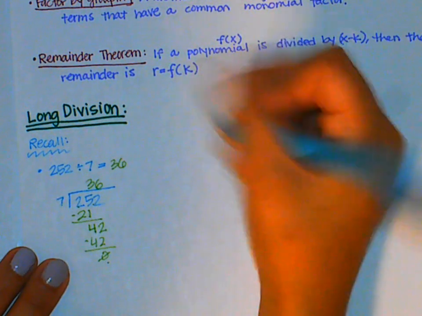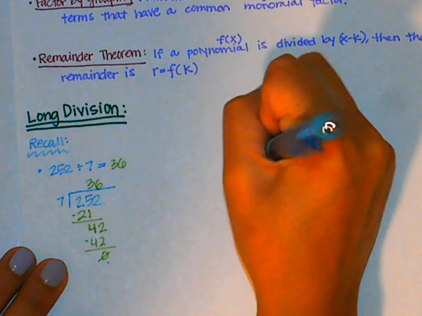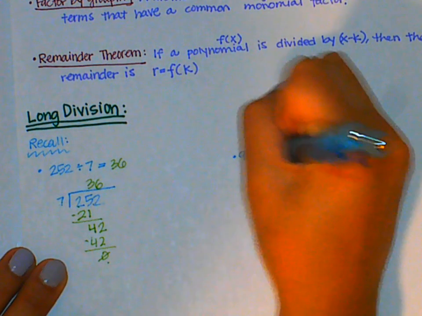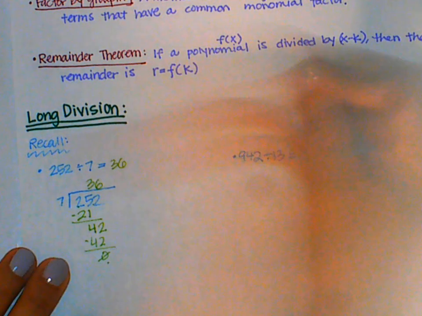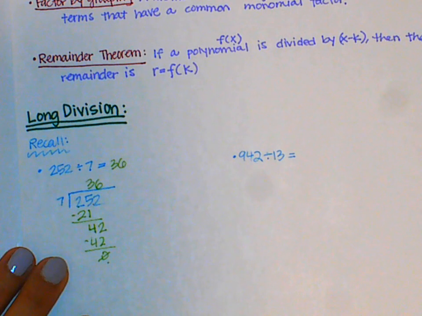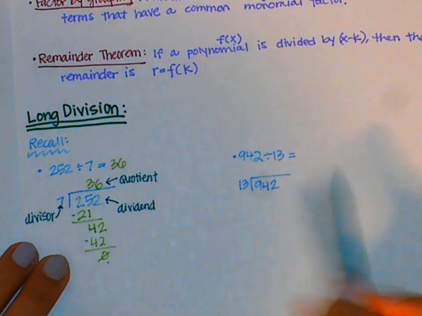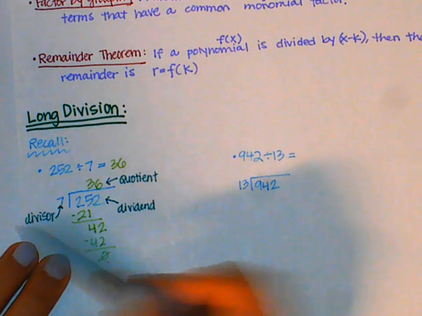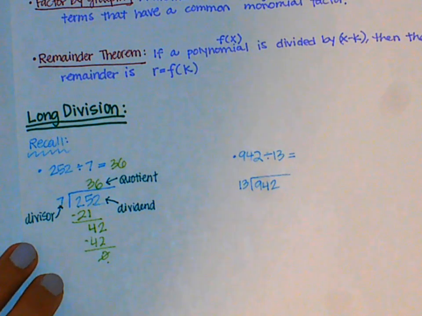Let's look at something else. What about 942 divided by 13? Okay, so I set my problem up. I also went back and I put some terms in here so that you know what I'm referring to when I use words like divisor or dividend.